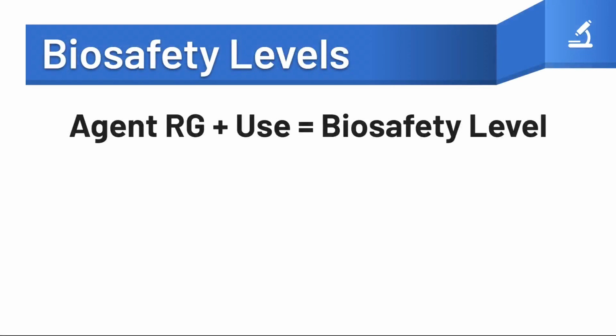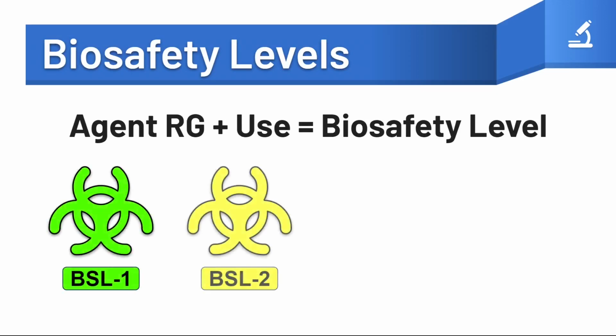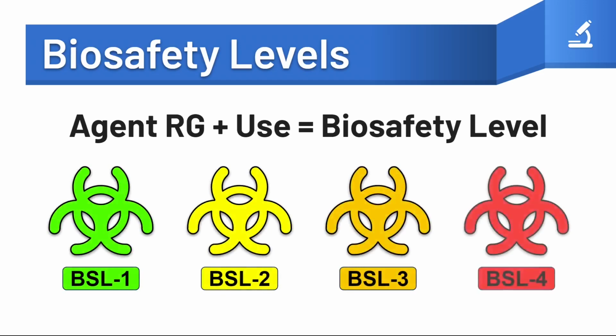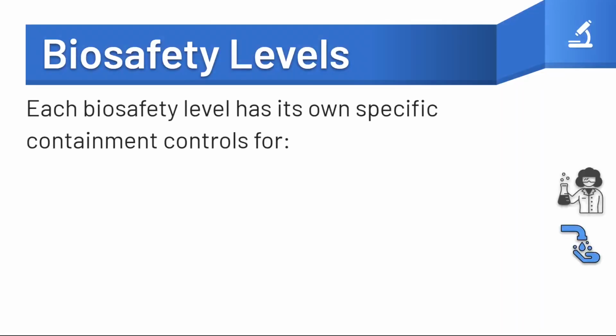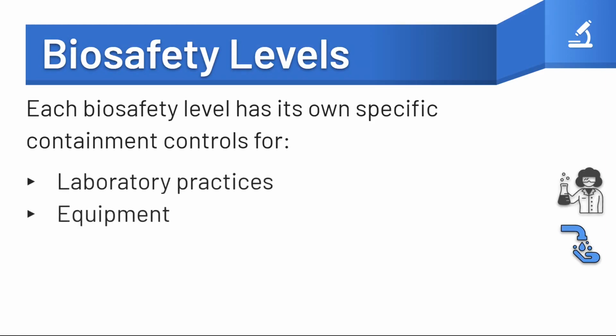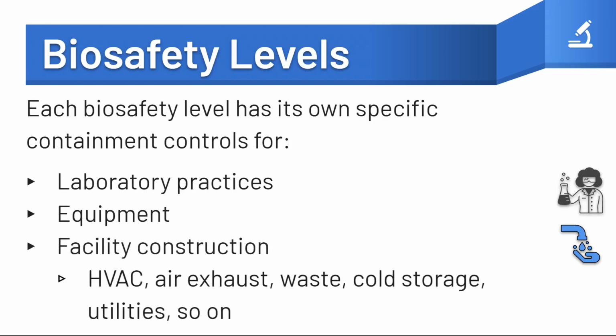The combined agent risk group and the use determine the overall risk and the subsequent biosafety level required of a lab. BSL-1, BSL-2, BSL-3, and BSL-4. Each biosafety level has its own specific containment controls for laboratory practices, equipment, and facility construction such as HVAC, air exhaust, waste, cold storage, utilities, and so on.